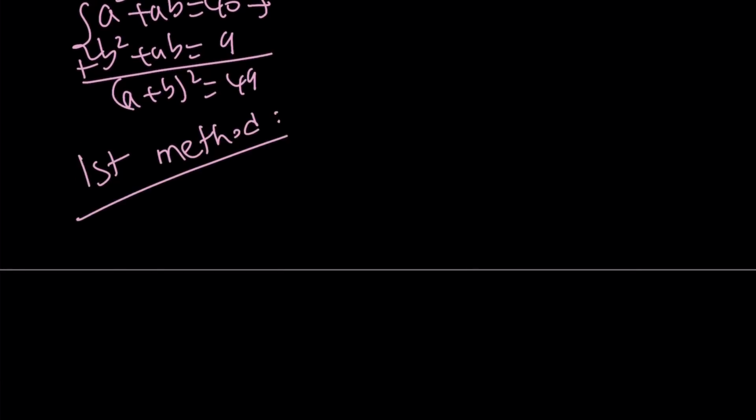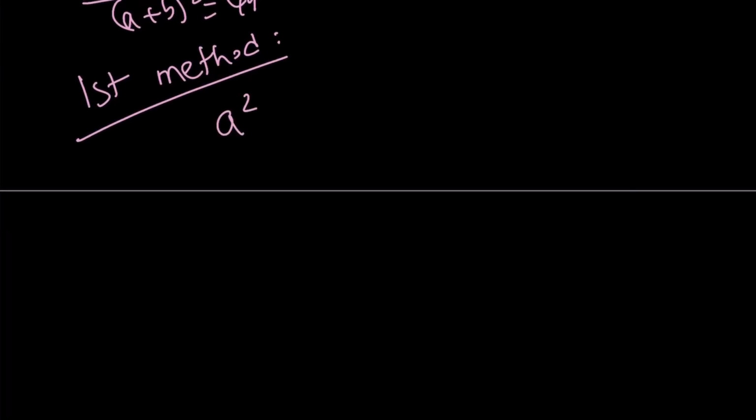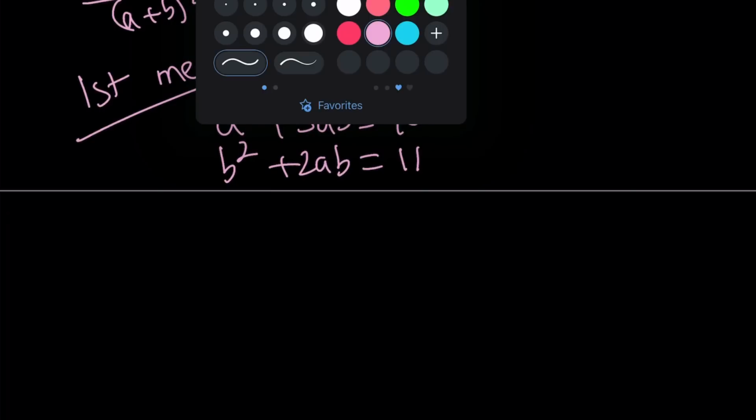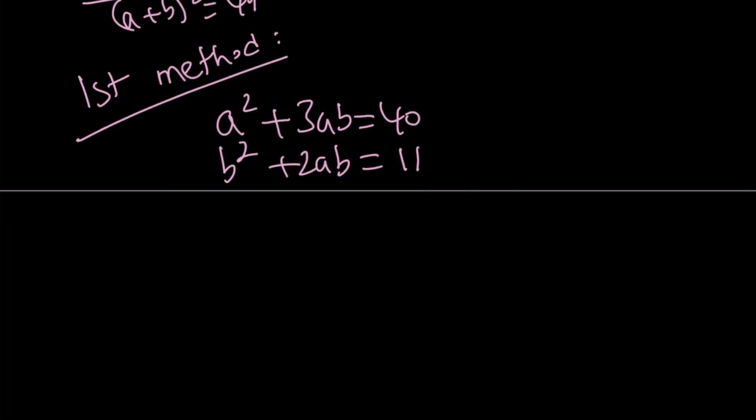So I'm going to rewrite the equations. A squared plus 3ab is equal to 40 and b squared plus 2ab is equal to 11. Obviously, at this point, you can guess and check if you know that the solutions are blank. Let me not tell you that. Anyways, for my first method, I'm going to use the idea that we always use for homogeneous equations.